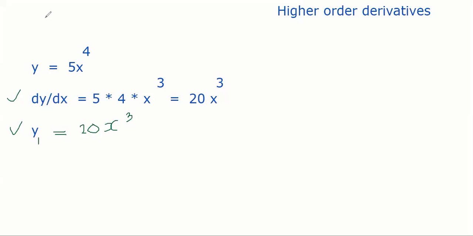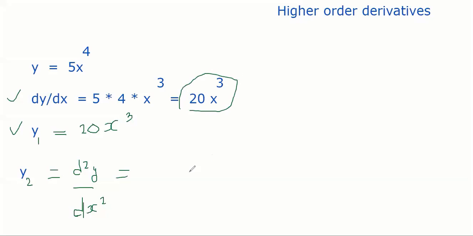If I say find y2, what does y2 mean? Y2 means second order derivative. You will say d2y by dx2 or y2. That is just a representation, guys. Or you will say y dash dash. The problem with dash dash is how many dashes you put: 3 dash, 4 dash, 5 dash. Y1, y2, y3, y4 is better. This will be how much? You differentiate this again to get 60x square.